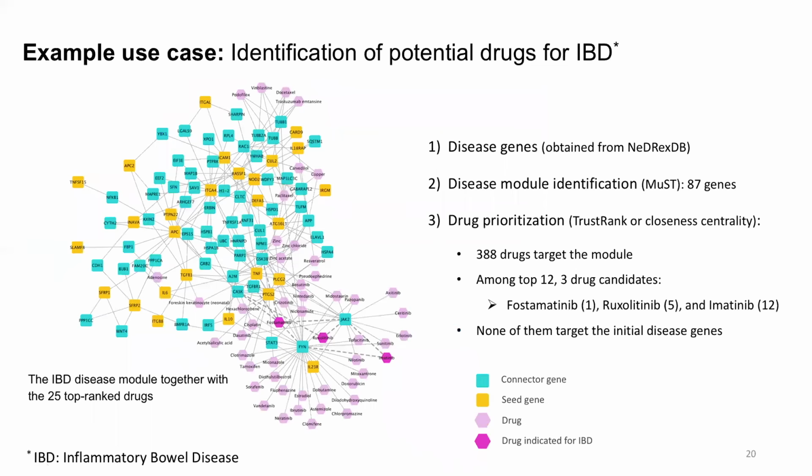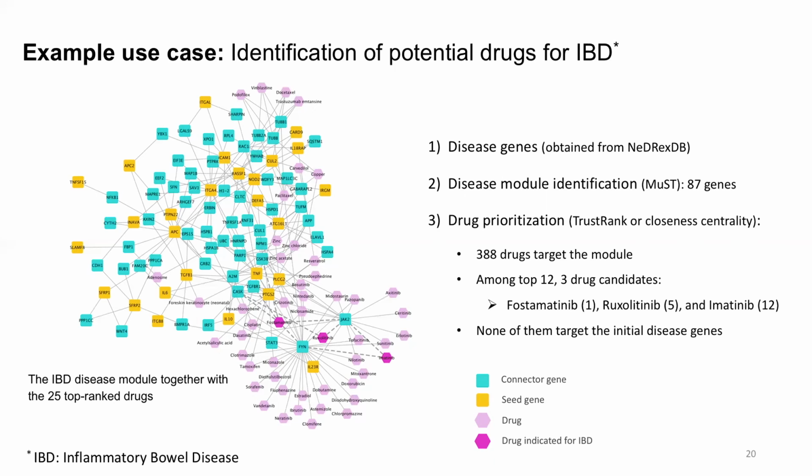To demonstrate the utility of the NeDRex platform to recover potential therapeutic drugs, I show you some example use cases. Here, we are interested in identifying repurposed drug candidates for inflammatory bowel disease. We start by selecting the IBD node and obtaining all genes associated with it from NeDRex-DB. Then we use these genes as input to MuST to identify the disease module. In total, 388 drugs target this module.